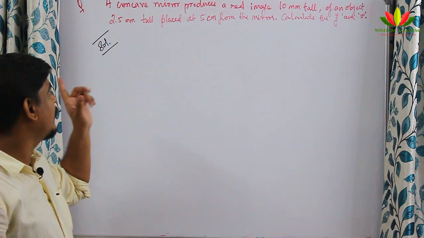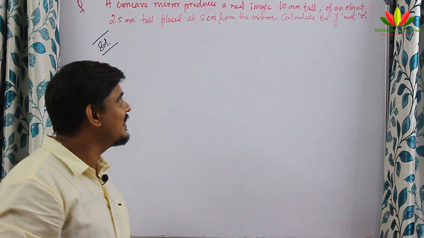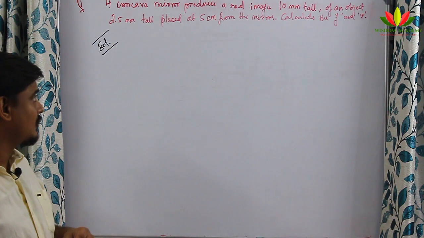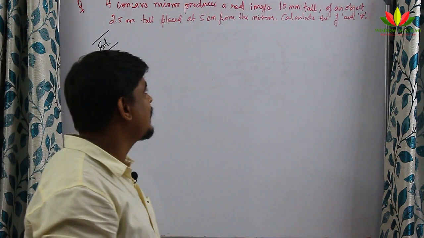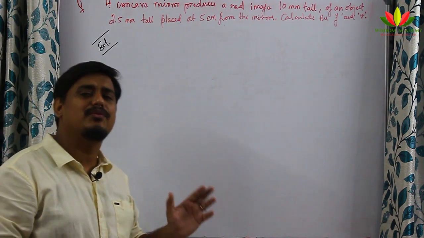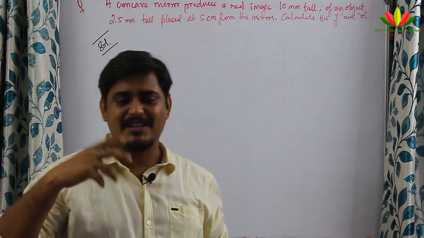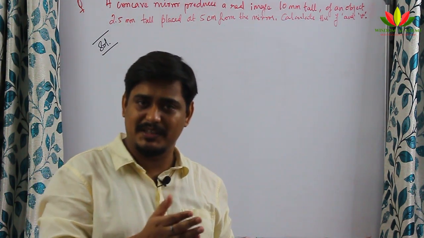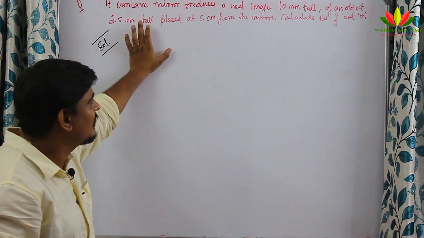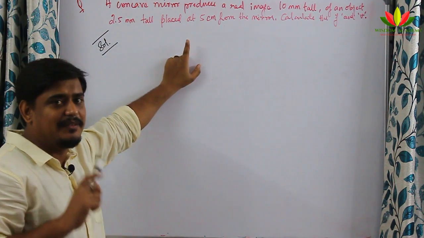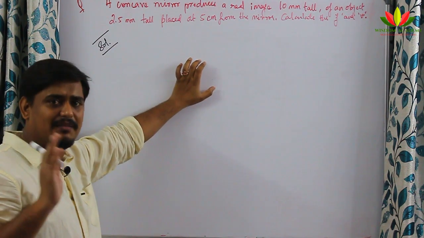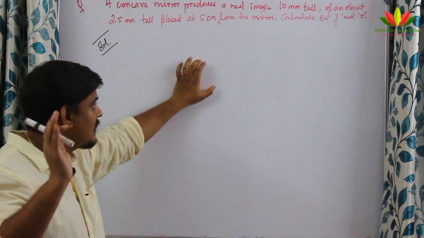The question goes like: a concave mirror produces a real image 10 mm tall of an object 2.5 mm tall placed at 5 cm from the mirror. Calculate the f and v. Whenever this kind of question is given to you, you must imagine how the object is and where the image will be formed. So here one thing is sure, it is a concave mirror and you are getting a real image. Definitely the object is not between f and p. It will be somewhere between f and infinity, that is for sure.